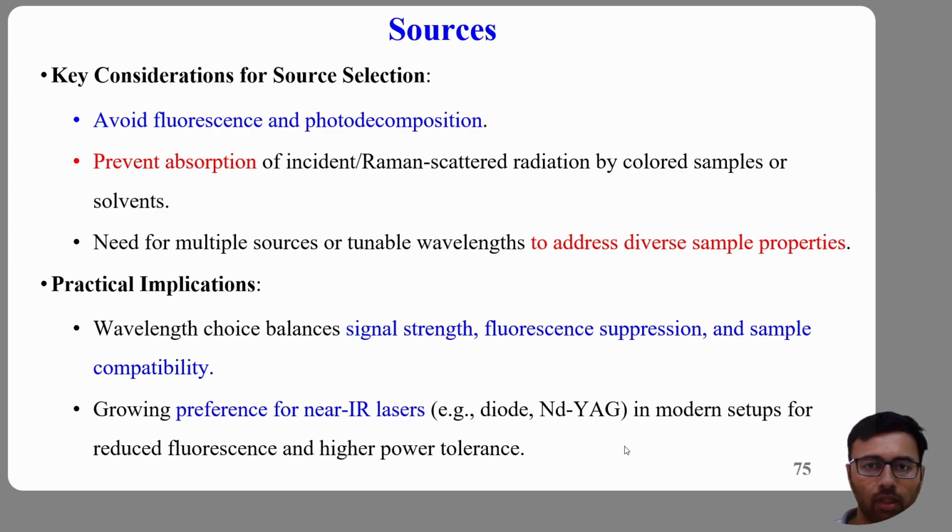This introduces a trade-off. Lower frequency lasers produce weaker Raman signals. Remember, Raman intensity decreases strongly as the frequency decreases. So Raman spectroscopy always balances two competing factors: signal strength versus fluorescence suppression. Modern Raman systems commonly use a 488 nanometer argon laser, a 532 nanometer green laser, a 633 nanometer helium neon laser, a 785 nanometer diode laser, and a 1064 nanometer Nd:YAG laser. The ideal choice depends entirely on the sample.